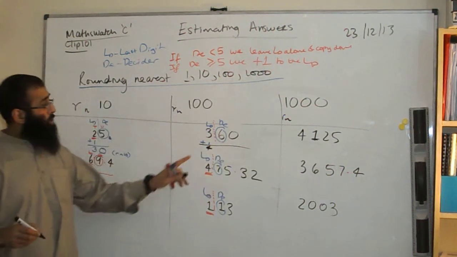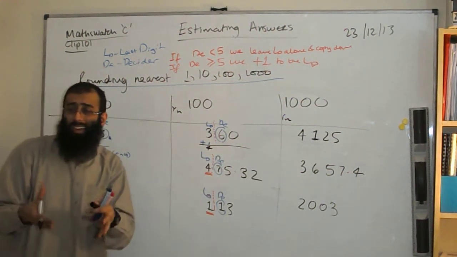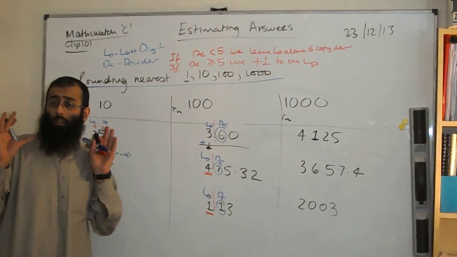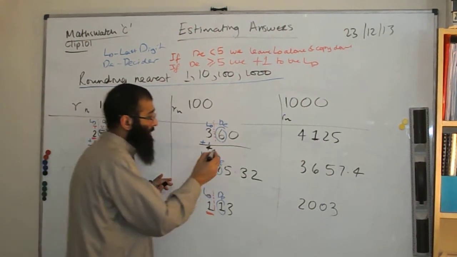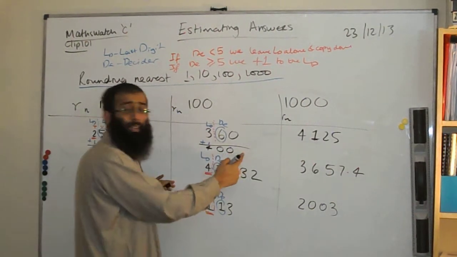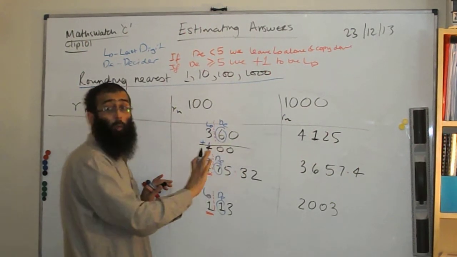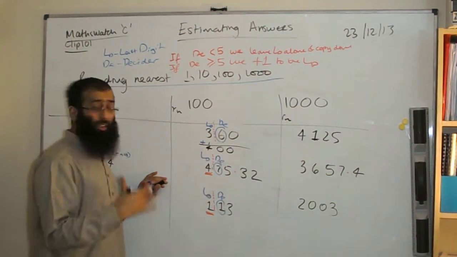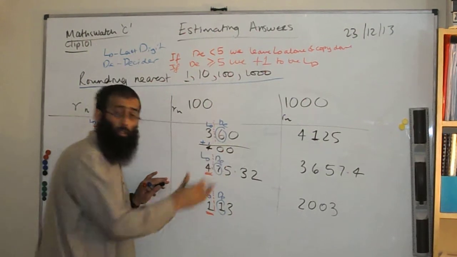Now, what do we do with the other two places? Do we copy the numbers down, or do we fill it with zeros? Fill it with zeros, up to the decimal point, which is here, and we stop there. We don't go any further. So 360 rounded to the nearest 100 is 400.